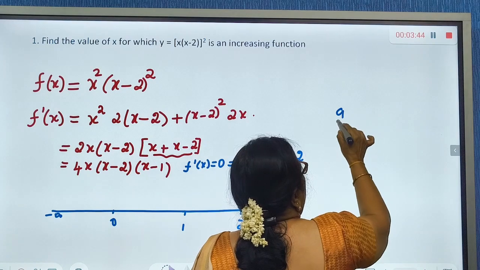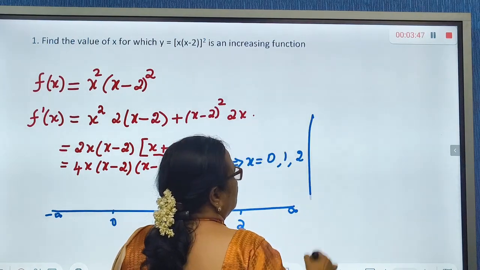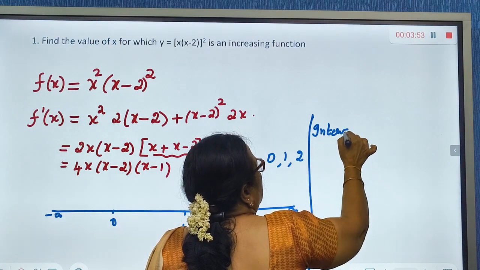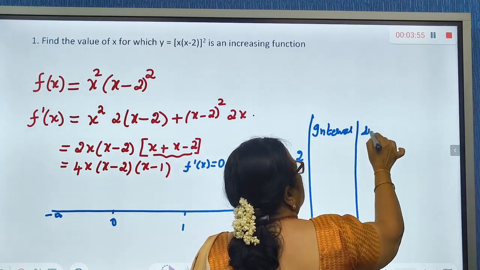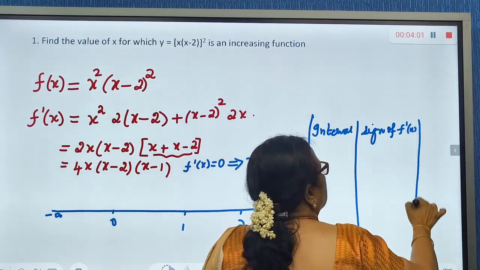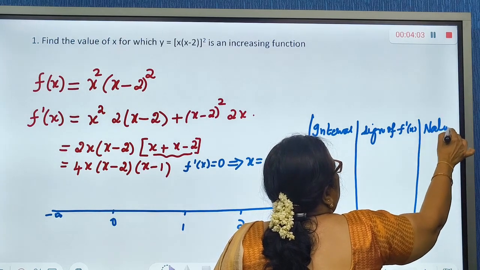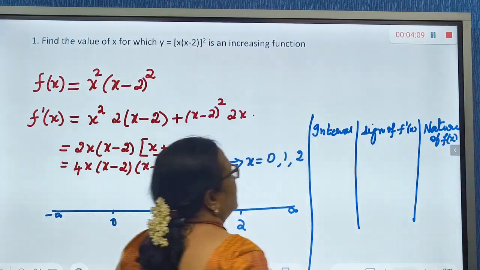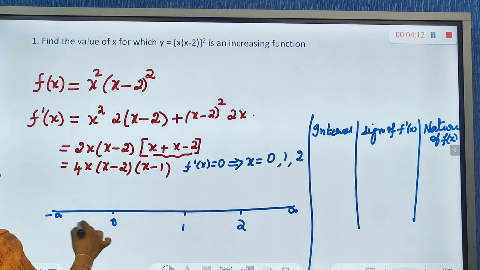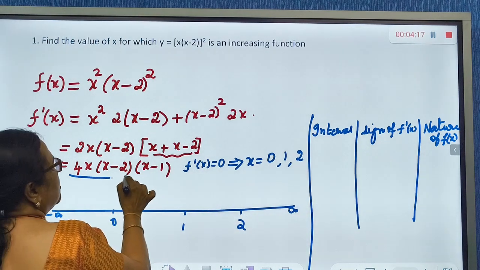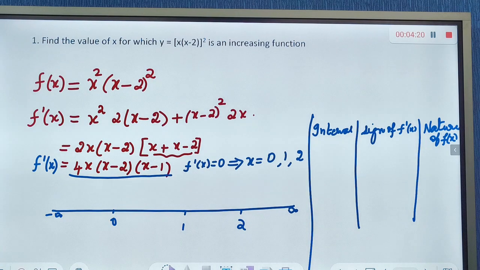So we have interval, sign of f dash of x and nature of f of x. Now minus infinity to 0. What is your f dash of x? This is my f dash of x. So I need to substitute here. So let me take any value between minus infinity to 0.